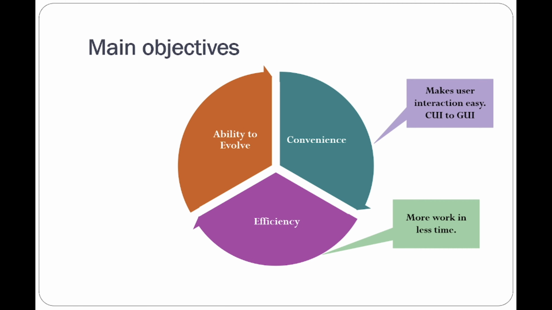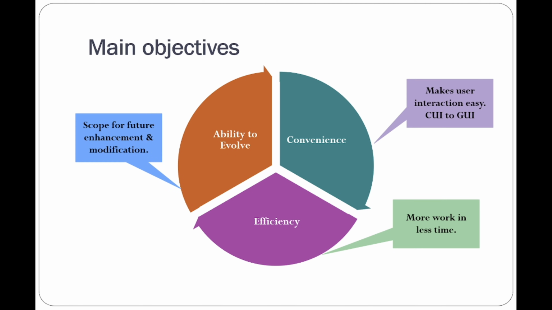The next is efficiency, right? The main work of operating system is to manage the resources. What are the resources we have? We have the CPU, we have the memory, and we have the input output devices. So these are the resources. So if we do not have a manager to manage all these resources, the working on a computer will take larger time. So here it also provides us with the efficiency. We can do more work in less time.